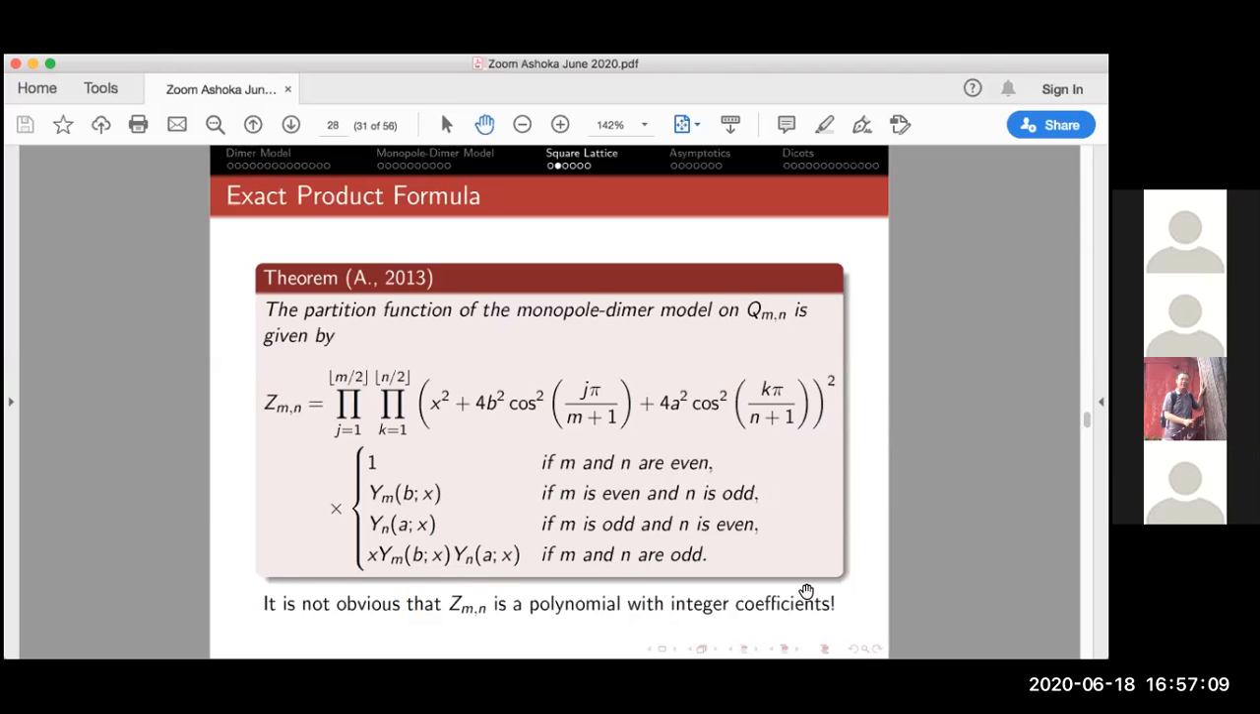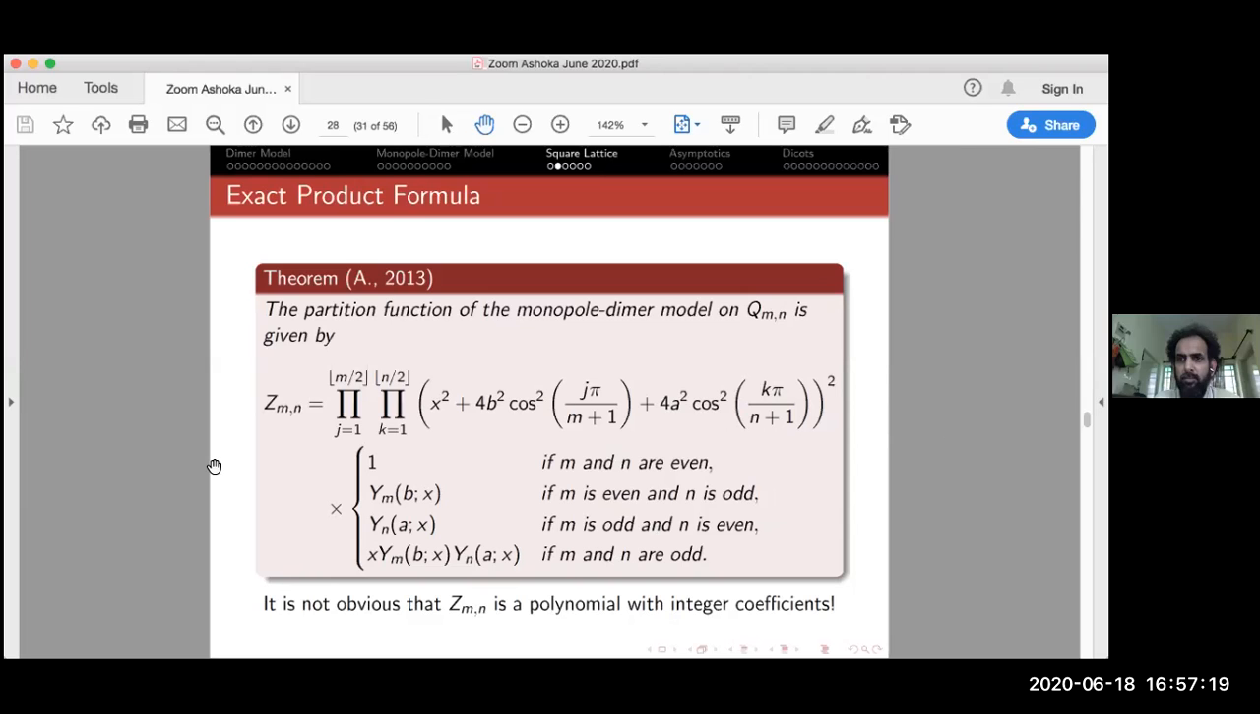Were you the first person to consider this monopole dimer model? Yeah, as far as I know, yes. When I came up with this, I asked many other people. It seemed to be such a natural thing that I thought this has to have been done. But I think one of the reasons this was not done, I could be wrong, but my sense was that the fact that there are signs makes it less interesting to, at least, the physicists, so they were less interested.